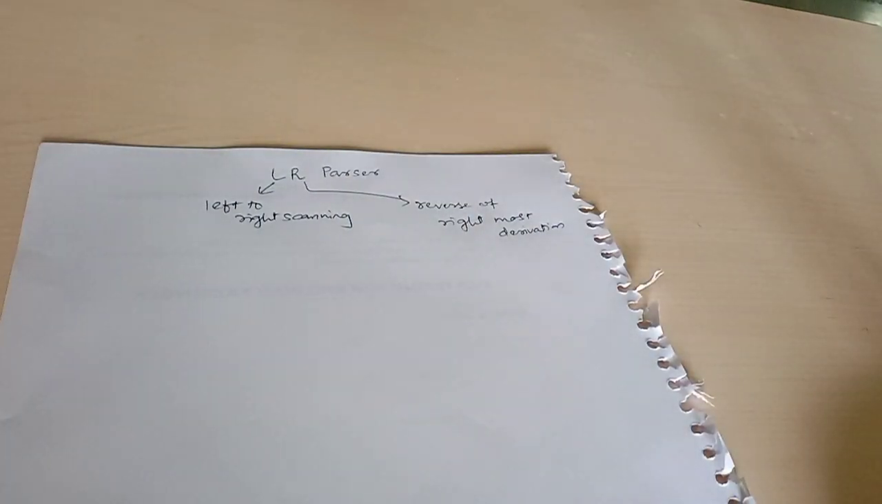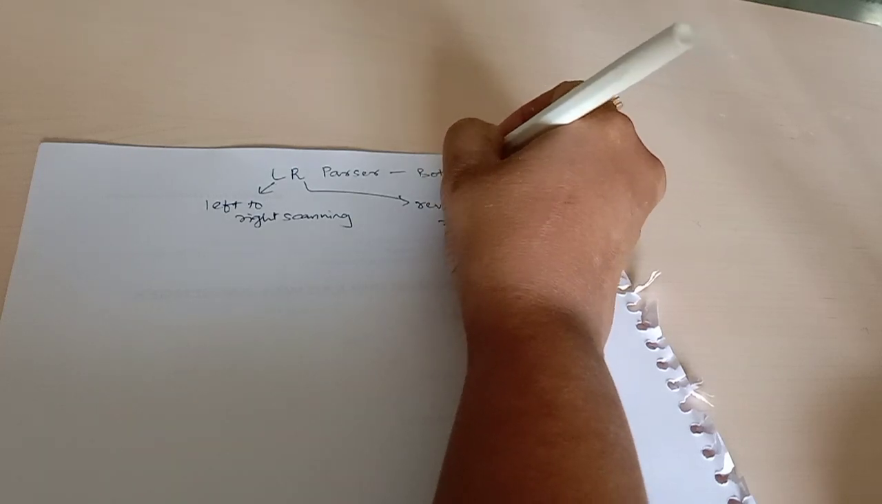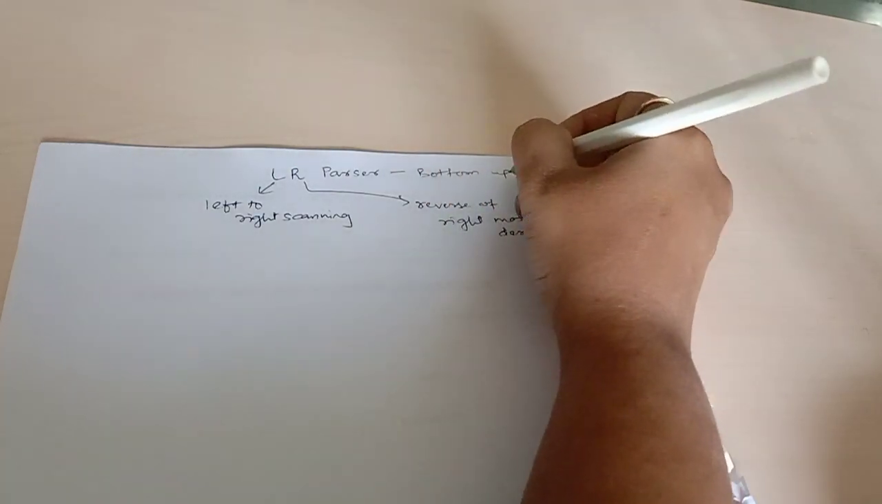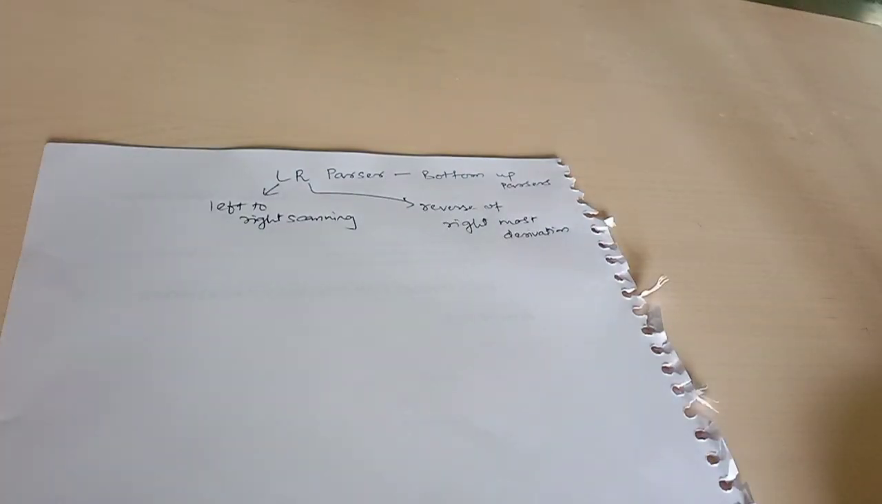LR parser is a type of bottom-up parsing. These are types of bottom-up parsers, and hence we know that bottom-up parsing techniques use the rightmost derivation in reverse. So the LR parser comes out from that only. Okay, first L stands for left to right scanning and R stands for reverse of rightmost derivation.